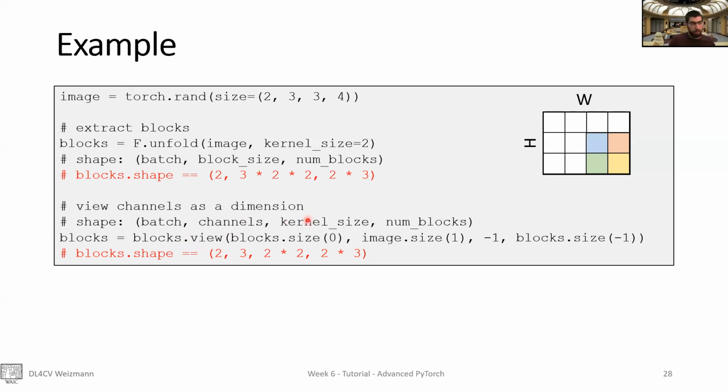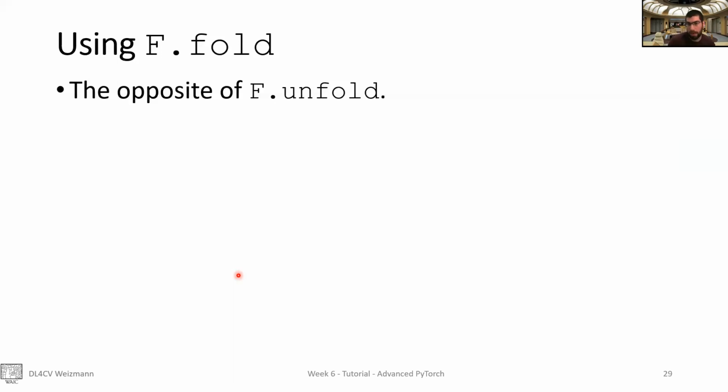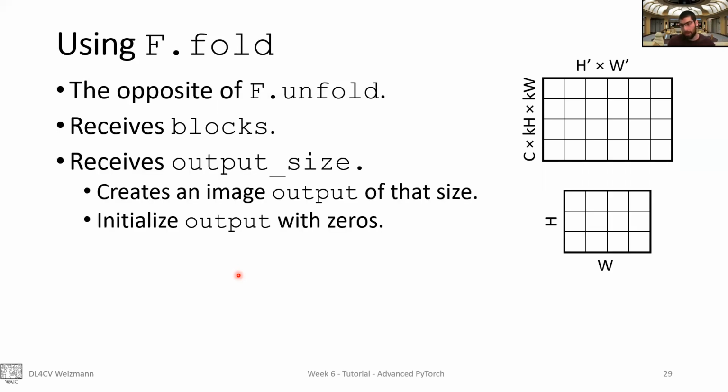Let's continue to talk about fold, which is just the opposite of unfold. In fold, we receive a matrix of blocks that we have seen earlier. We also receive an output size, which is the size of the output image or feature map we want to generate. The output size here is H by W, and does not include the channels and the batch size. What fold does is create an image filled with zeros of size output size. This is the first step of fold.